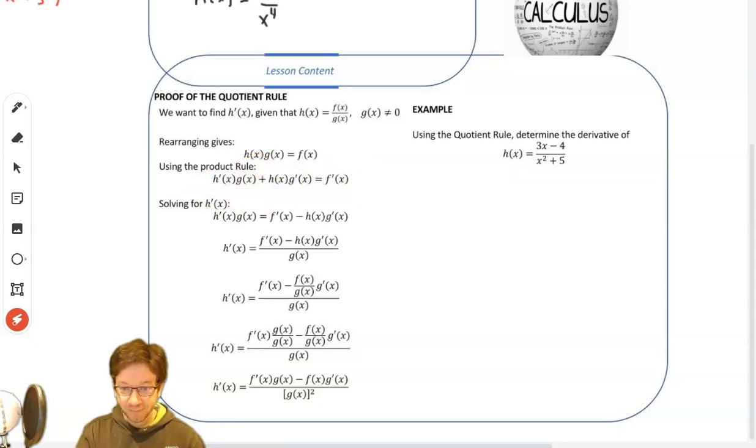We get this. Okay, well, now since I want to solve for h prime of x, we'll bring this term over to the other side of the equation, and so we're subtracting it. And then divide both sides by g of x. So now we've isolated h prime of x, but we still have h of x right there. So I know h of x is this, so I'm just going to substitute that in there.